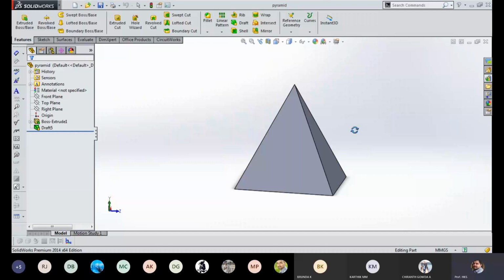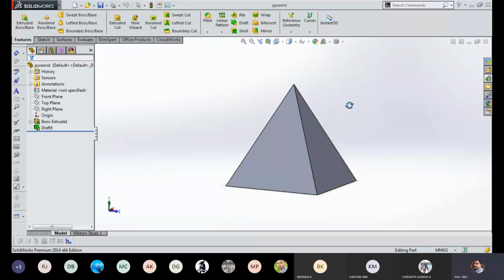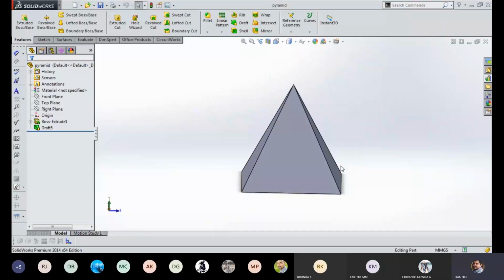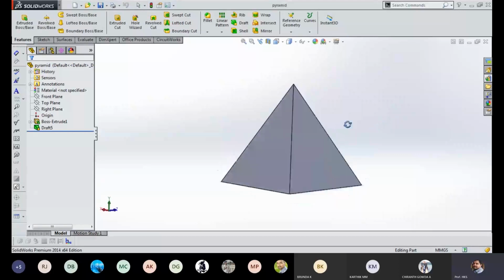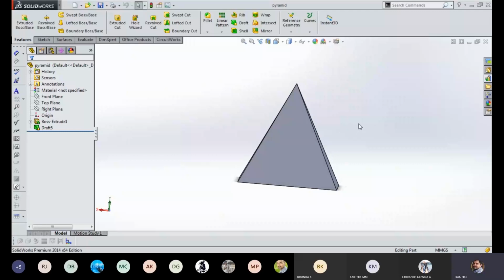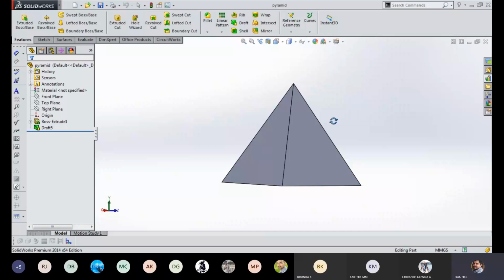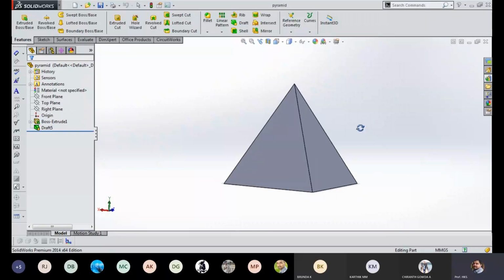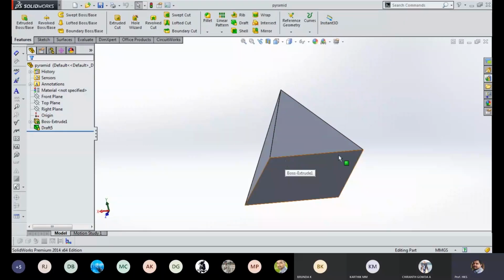If you can see here, these faces are inclined, they are not straight or vertical, so they are the inclined faces. That's why these are called slant faces. Totally how many slant faces can you see in a square pyramid? 4. Okay, in case of a triangular pyramid it is 3, in case of a pentagon it will be 5. Similarly, there are 4 slant edges and 4 base edges.